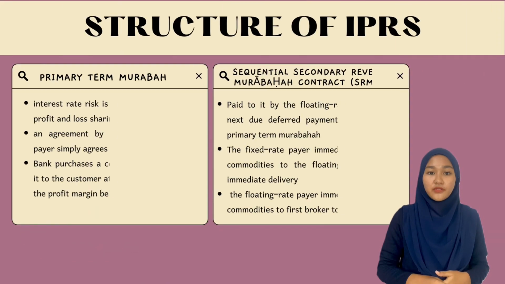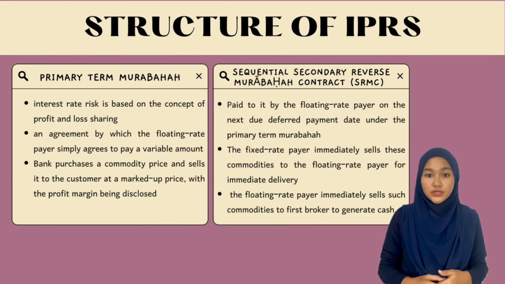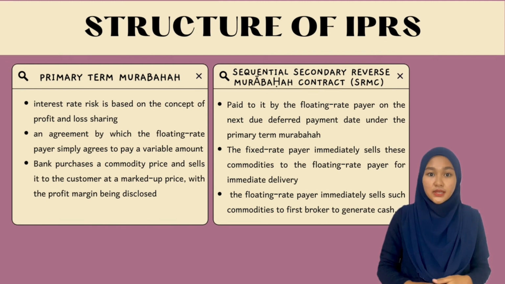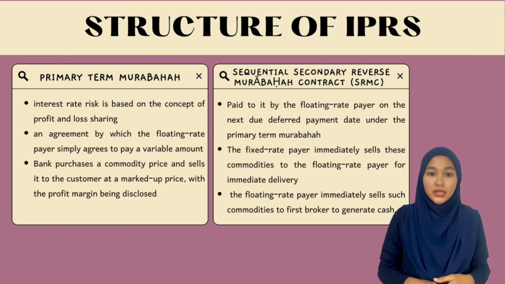The structure of an Islamic profit rate swap is a financial instrument that is used in Islamic finance to manage interest rate risk. It is based on the concept of profit and loss sharing, which is a fundamental principle of Islamic finance. So, the structure of Islamic profit rate swap in Malaysia is typically based on a murabahah transaction. It is an agreement by which the floating rate payer simply agrees to pay a variable amount.